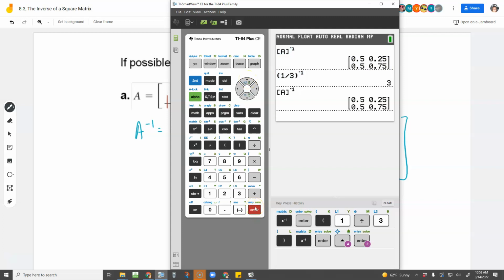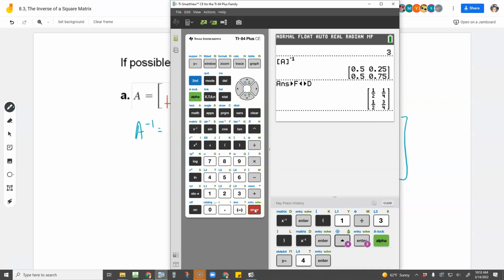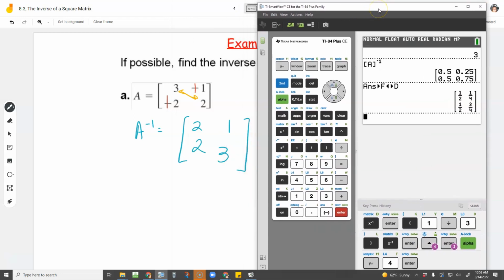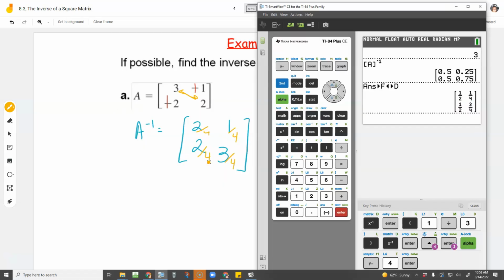But question, was my pattern right? Because I said it was 2 and 1 and 2 and 3. Hold on. I think this would work if we just had a 4 and a 4 and a 4 and a 4. Hold on. Let's check. Is it 1/2, 1/4, 1/2, 3/4? So then the question is, where on earth did the 1/4 come from?